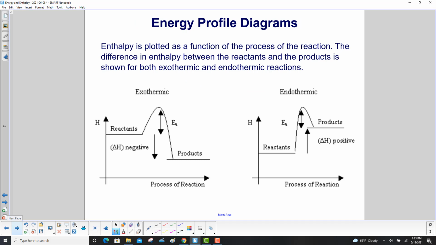Let's plot an energy profile diagram, and we're going to plot enthalpy over the progress of the reaction, which is basically a function of time. The difference in enthalpy between the reactants and the products is shown for both exothermic and endothermic. For exothermic reactions, delta H is negative, right? The reactants have an enthalpy up here, and they wind up with a lower enthalpy. And this is the activation energy to get the reaction going. For endothermic, the reactants have an enthalpy here. We have a higher enthalpy at the end with the products, so delta H is positive. That's endothermic.